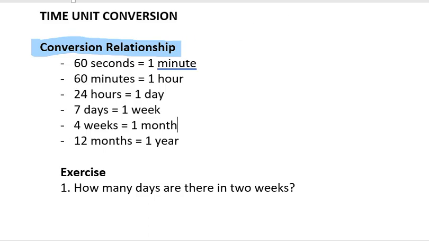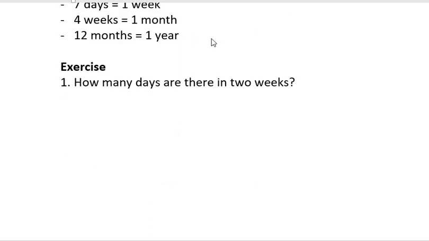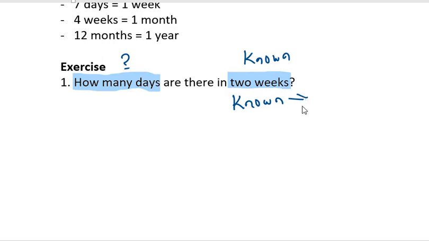So it's very simple. For the first exercise we have here, how many days are there in 2 weeks? This is the question. We don't know it, but this is what we know. So this is the known. And one thing about this is that whenever you are solving for unit conversion, start from the known, then you move towards the unknown.